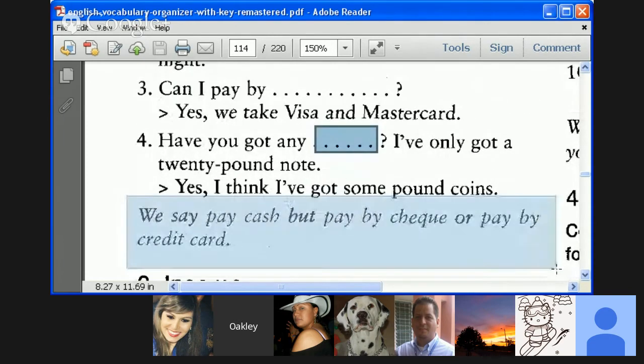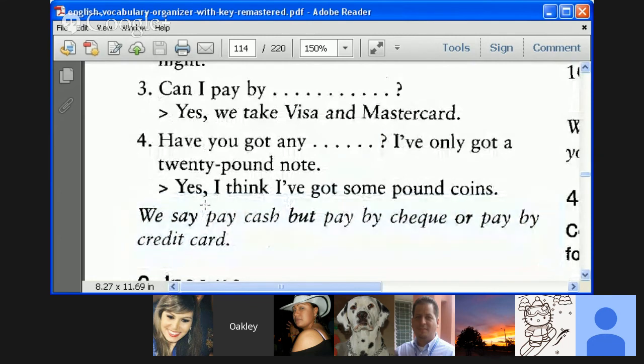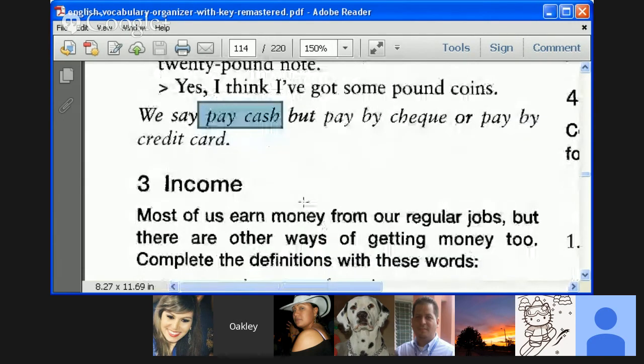And by the way, we say pay cash or pay in cash, as I mentioned before, but you pay by check or pay by credit card, pay by debit card. All right, so a little different. I'm not sure why, but that's the way it is. We use the preposition by for check, credit card, debit card, but just pay cash or pay in cash is equally acceptable.